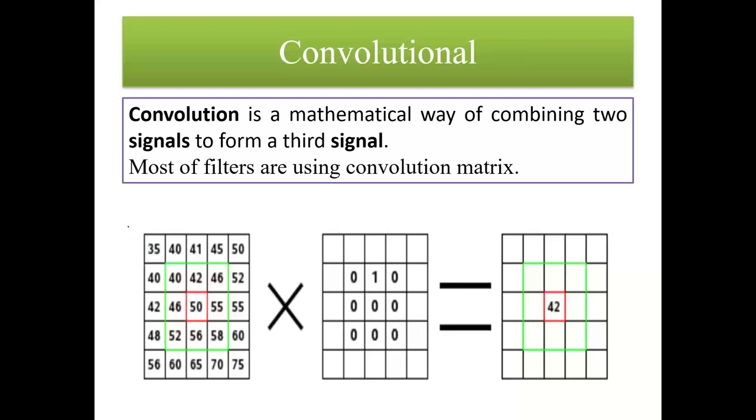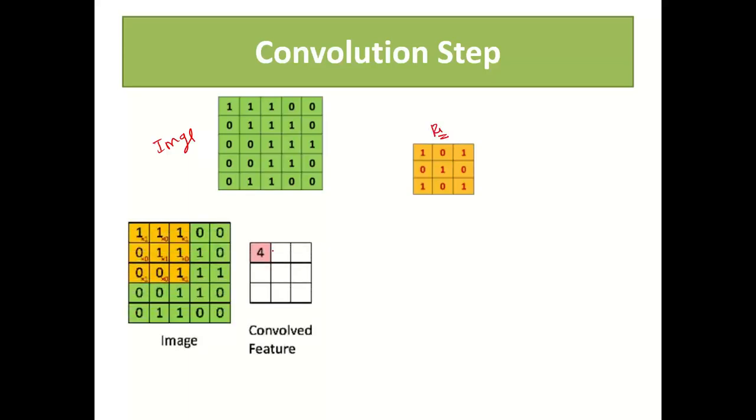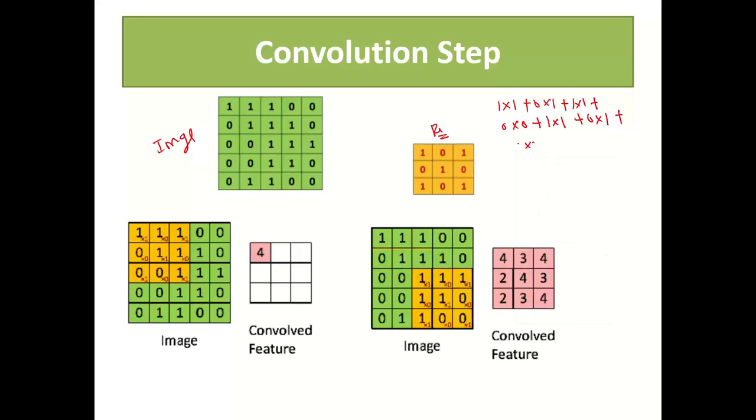Every time we start from here, then shift here, then shift here. If you know convolution, it looks like that. Every time we shift. Let us take this as an image and that as a kernel. First, we multiply this complete region element-wise: 1 into 1 plus 0 into 1 plus 1 into 1 plus 0 into 0 plus 1 into 1 plus 0 into 1 plus 1 into 0 plus 0 into 0 plus 1 into 1. That complete thing comes here, and we get 4.